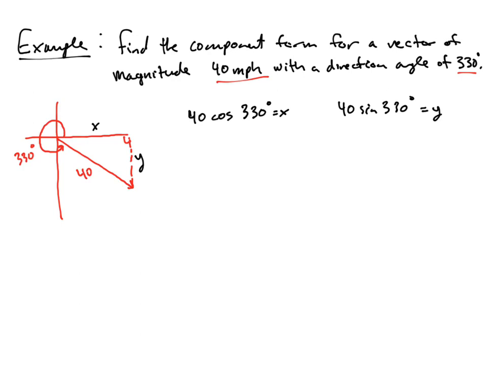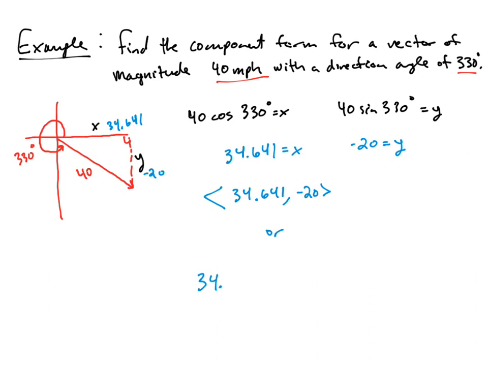So punching this in, for x we're going to get about 34.641, and for y we're going to get negative 20. Okay, so that makes sense with our diagram. Negative 20 here for y, 34.641 for the x. So in component form, I'll write it like this: 34.641, comma, negative 20. Or we can write this 34.641i minus 20j.